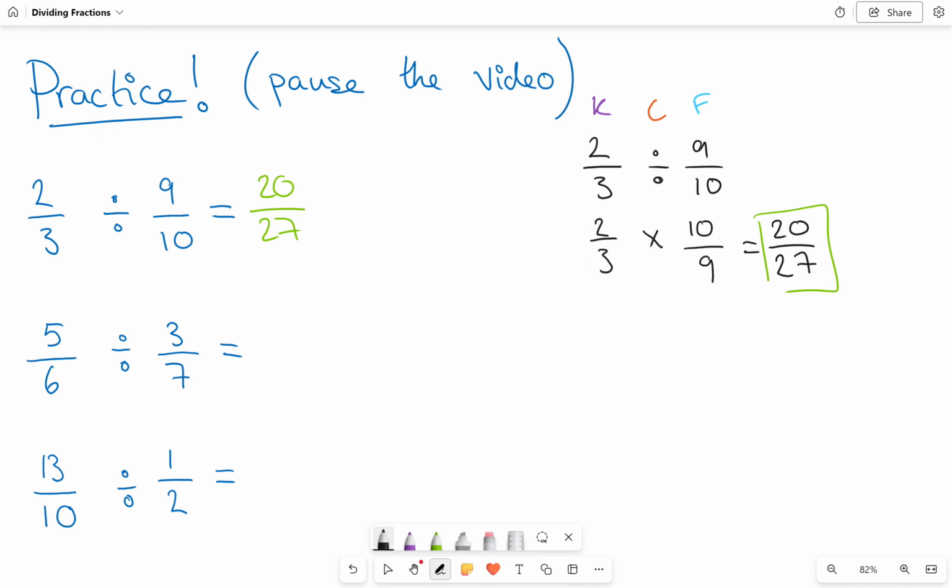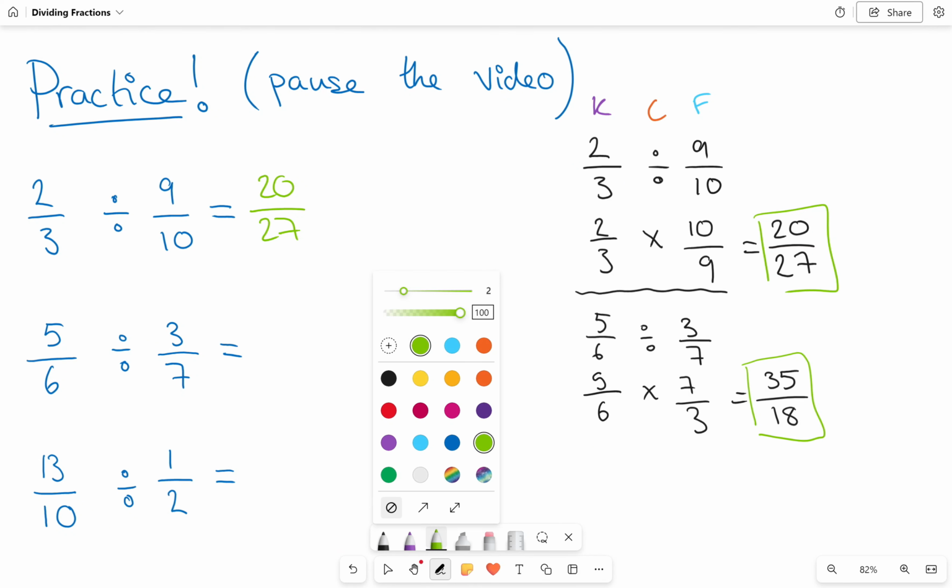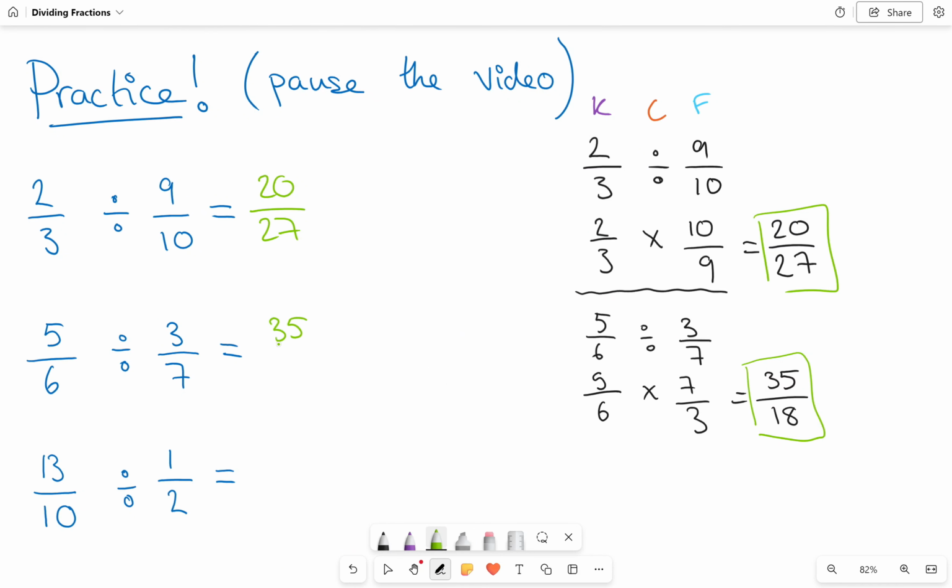Alright, let's do the second one. I'm going to keep the column there so I don't have to keep rewriting it. So, second one, we've got 5/6 divided by 3/7. So we're going to keep the first one, change the symbol, and flip the last fraction. Now we times it out. So 5 times 7 is 35. And 6 times 3 is 18. And you can leave it as a top-heavy fraction. It's not that deep. You did the multiplication that you needed to do. So it's 35 over 18. Cool. Let's do the last one.